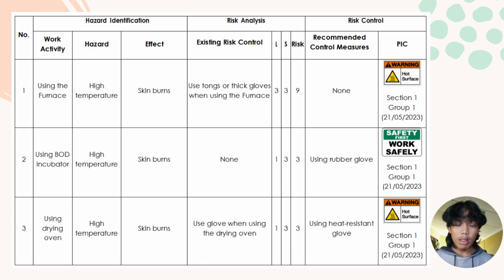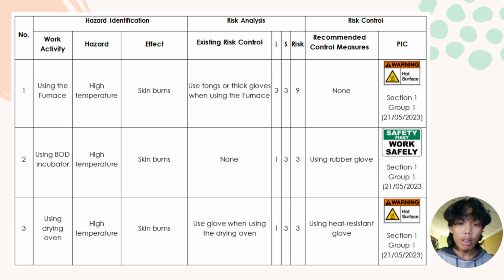So the table shown here provides a hazard identification, risk analysis, and risk control assessment for various work activities in a laboratory setting. Each row represents a specific work activity, and the corresponding columns provide information on identified hazards, their potential effects, existing risk control measures, and recommended control measures.